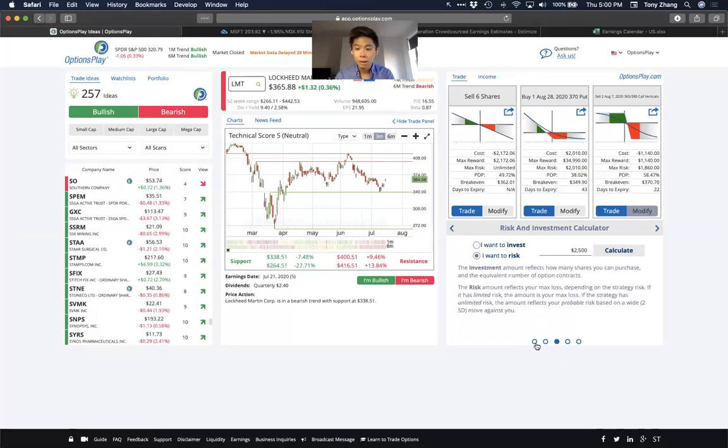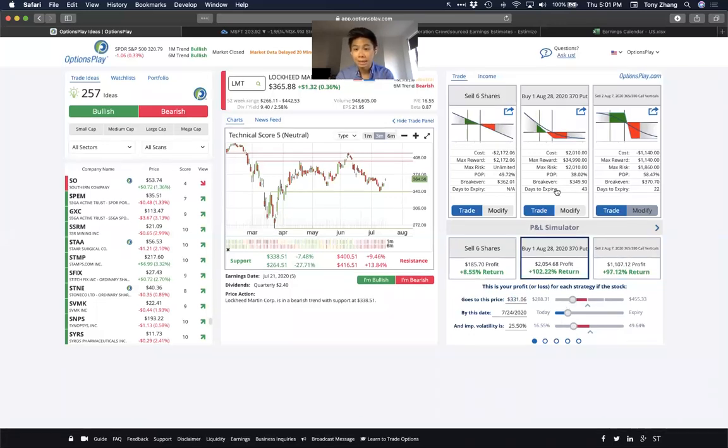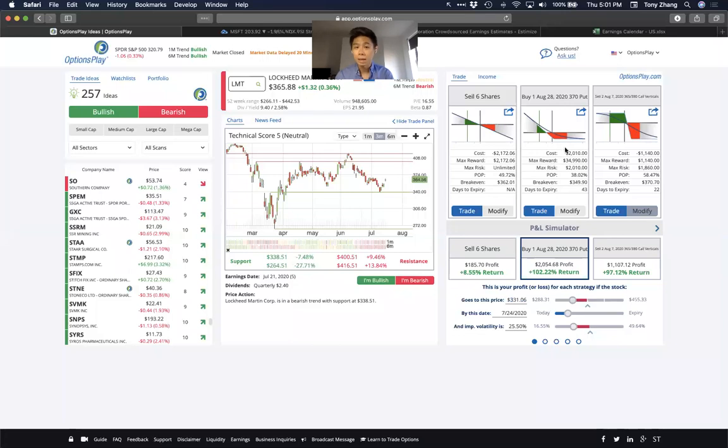Now let's say, what happens if I think this stock is going to decline down to 340? As you can see, if it declines to 340 a few days after earnings and volatility comes down, the two strategies are not too different from each other. This gives me $1,000 in profit. This gives me $1,200 in profit. So then I can use this to see, well, if I think the stock's going to make a bigger move to the downside, I'm better off just buying that put option.